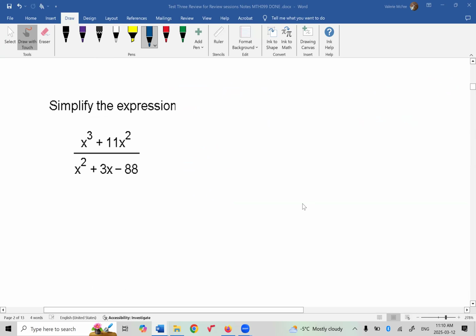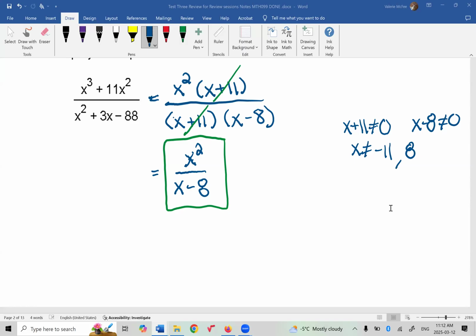Again, these questions should be completed already. If they're not, pause your video, simplify this expression, and find the restrictions. So we've factored, taken out common factors, and found our restrictions.